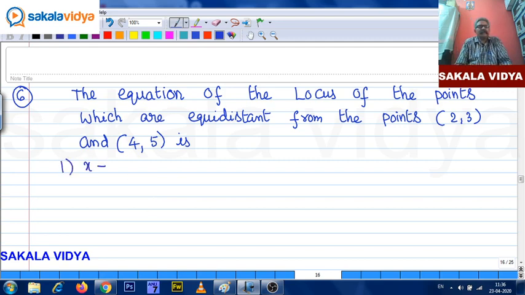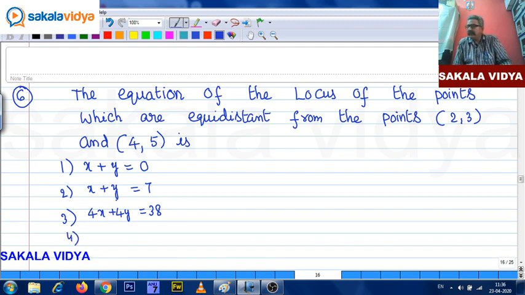First option is x plus y is equal to 0. Second one is x plus y equal to 7. Third option is 4x plus 4y is equal to 38. Fourth option is x plus y is equal to 1. This is the question.